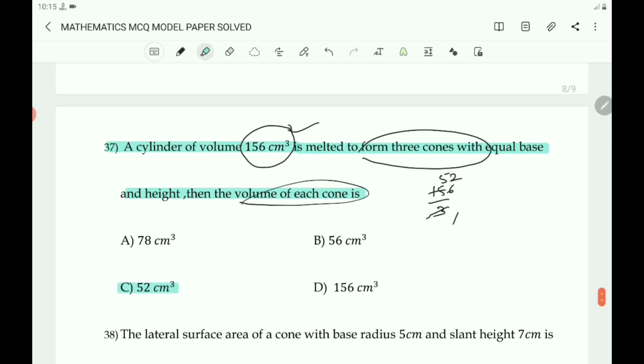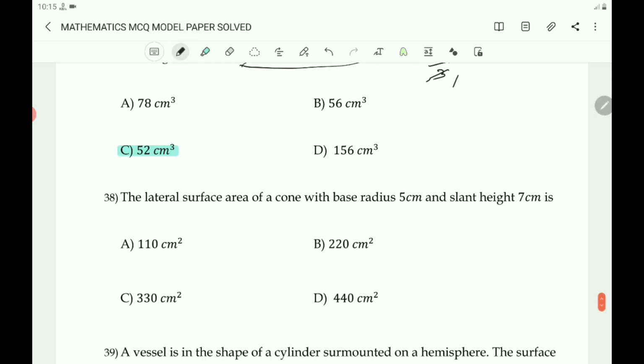Here try to understand the question. The cylinder is melted to form 3 cones of equal bases and height, and the sum of the volumes of all the 3 cones equals the volume of the cylinder. So you must divide 156 by 3 to get the volume of each cone.